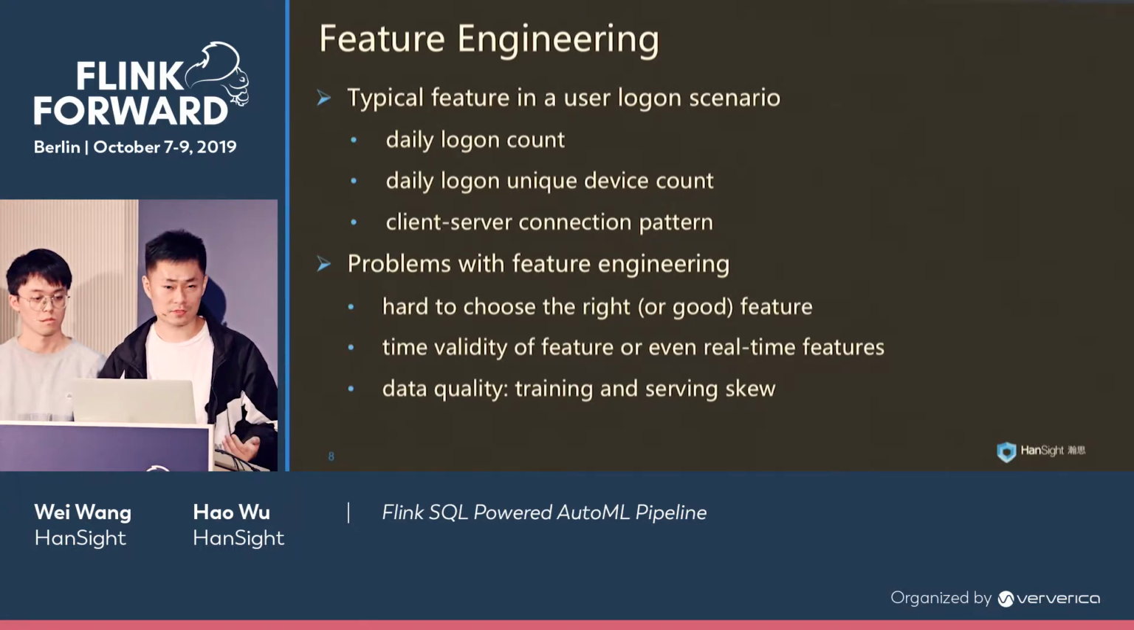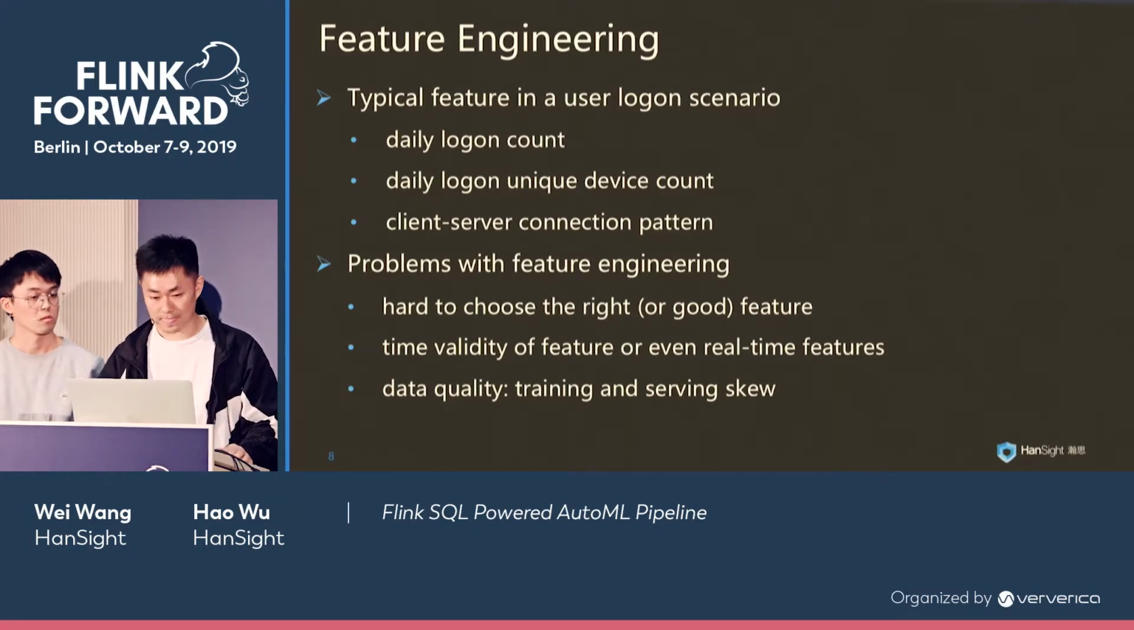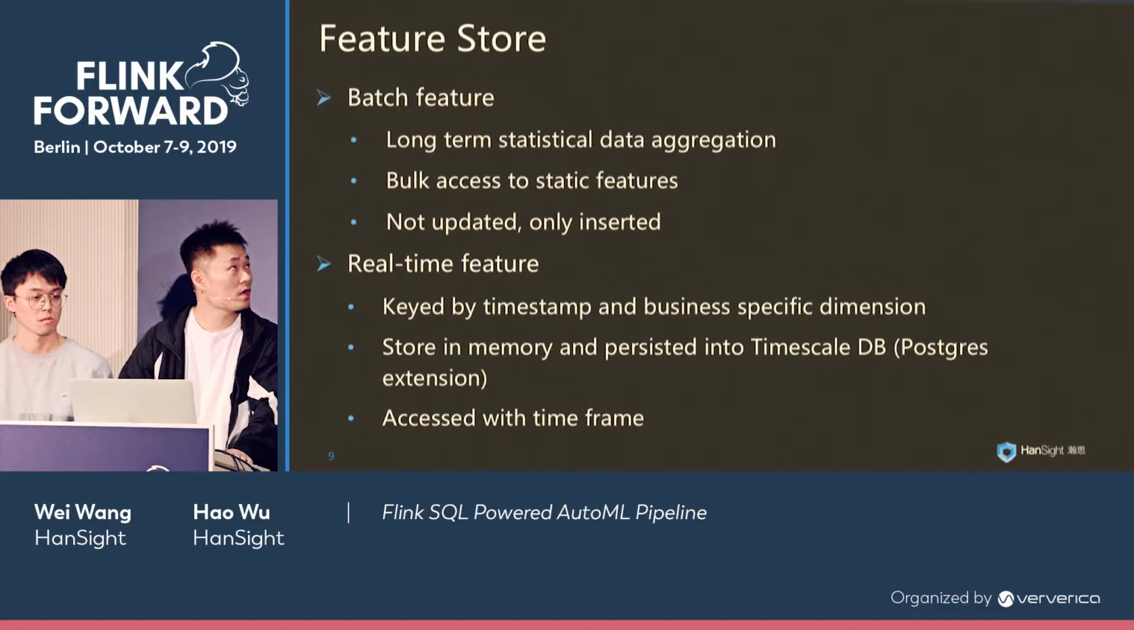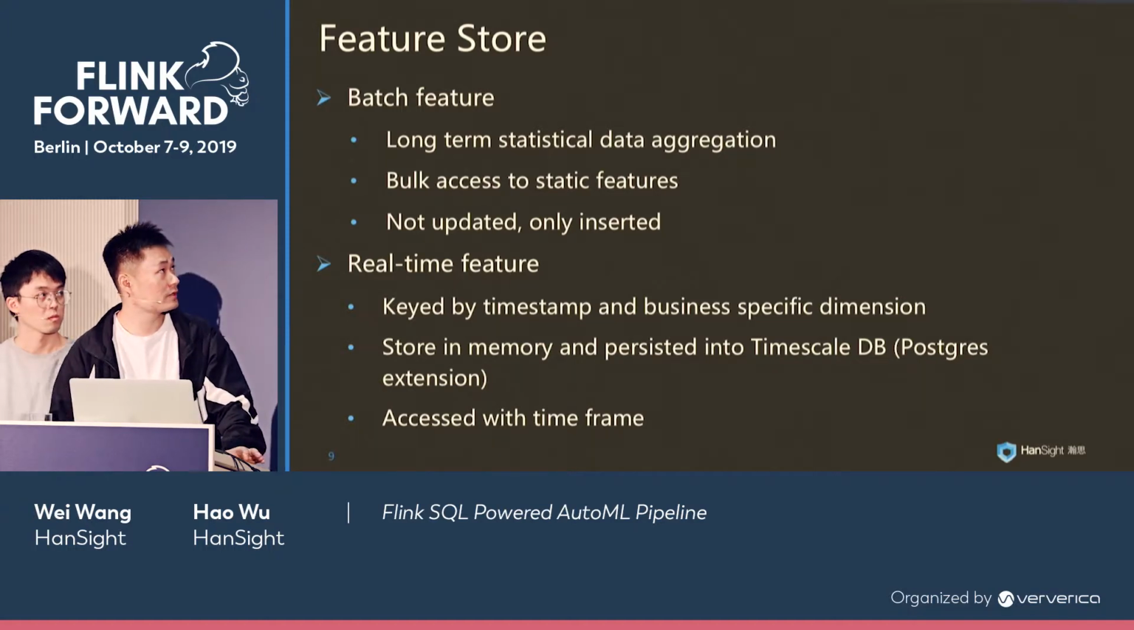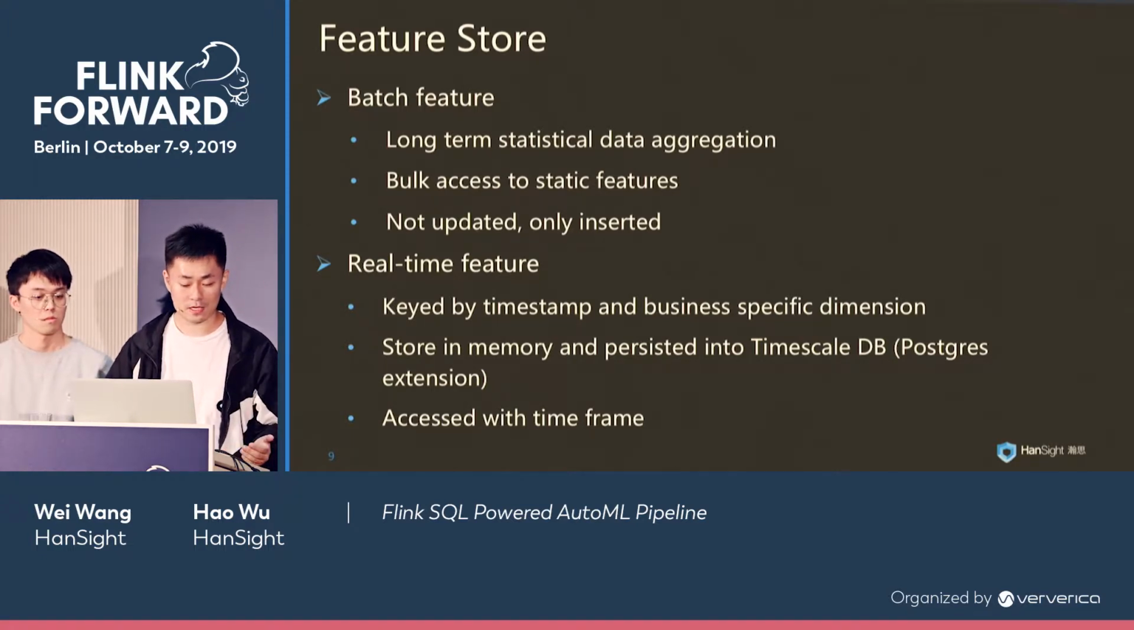So you have to first make sure your data is evenly distributed. So that's the basic stuff of feature engineering. And for feature engineering, we also have to find a way to store all this data, all these features. So we have two modes of feature store: batch mode and real-time mode.